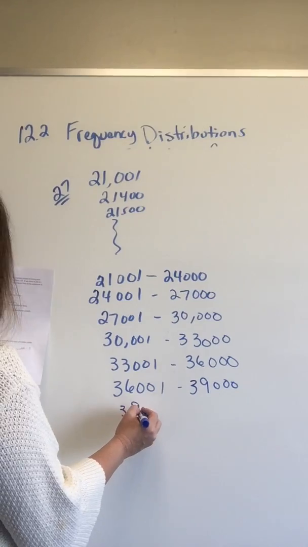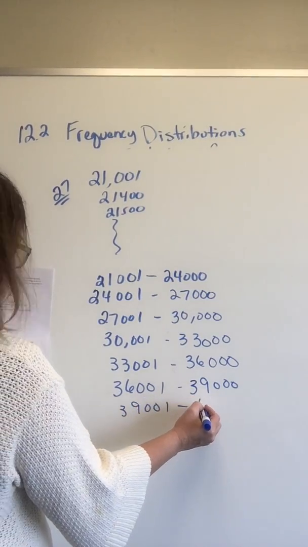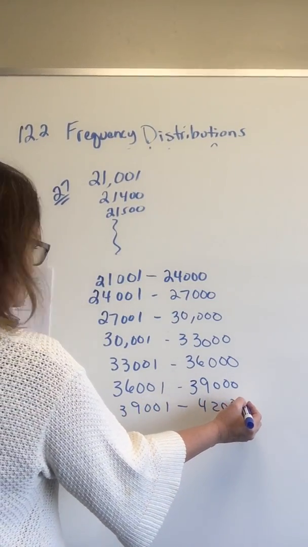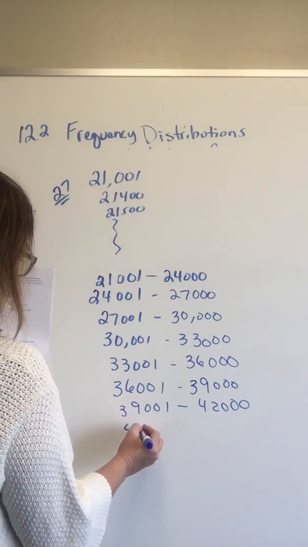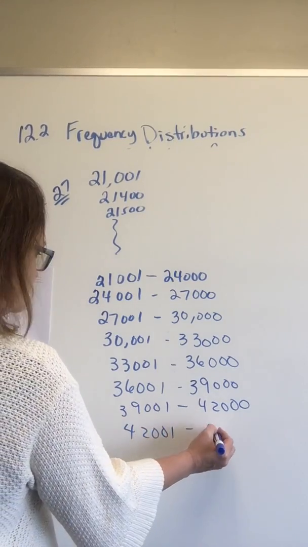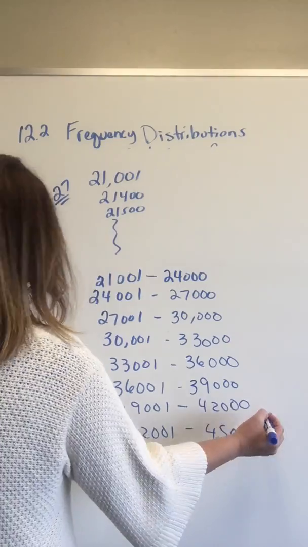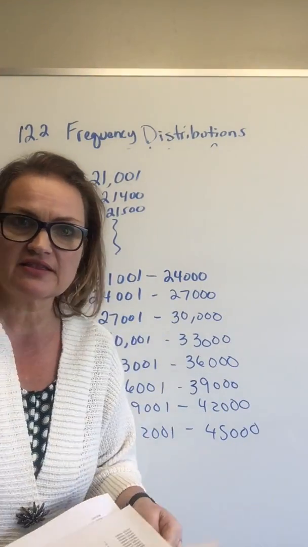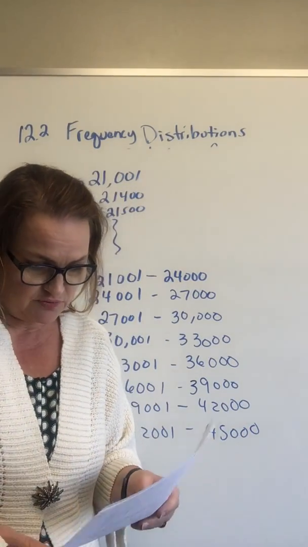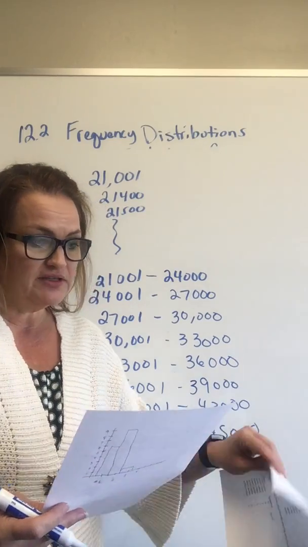All right, then 39,001. That makes $42,001 to $45,000. All right, and that covered all my categories, I think, there. All right, then I have some questions for you about that on the next page.